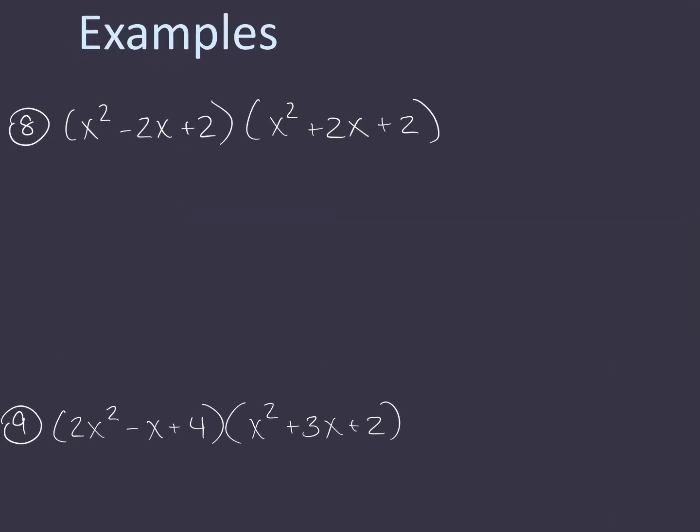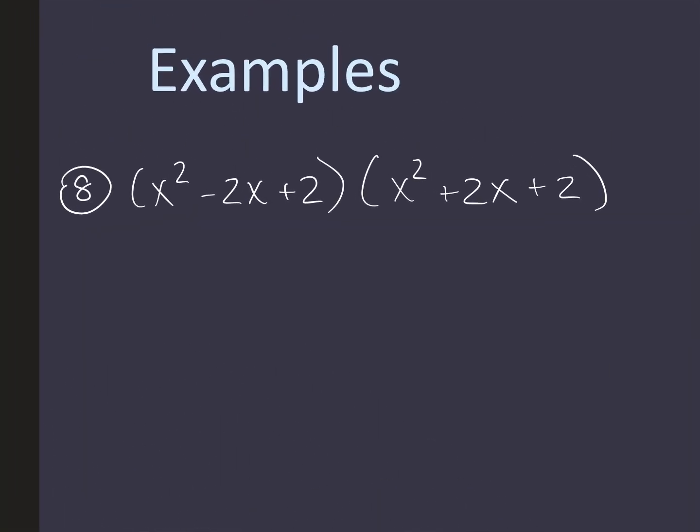All right, for the next two examples, we have a trinomial times a trinomial. So 3 terms here, 3 terms here. So we are still foiling, but it's like foiling on steroids, I guess you could say. So every term in our first parentheses is going to get multiplied to every term in the second parentheses.